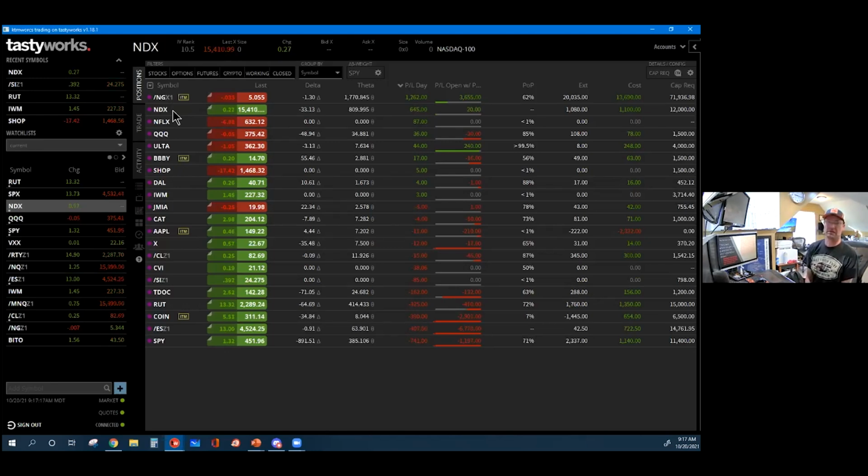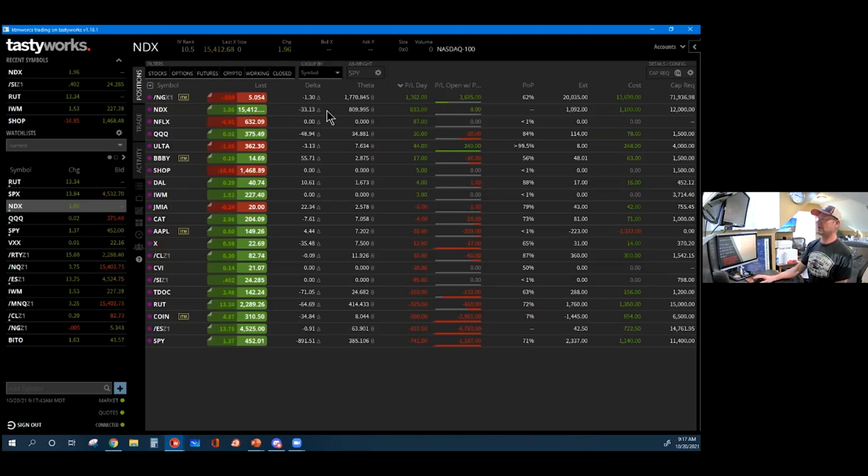All things being equal, we would always prefer to trade the SPX for one single solitary reason, and that's just the liquidity that it has. But the numbers were just pretty enticing today on the NDX. So we'll let that work for a little bit here.